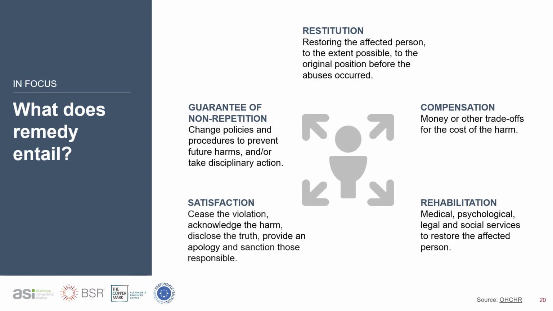Additionally, affected persons should have access to a range of remedies and should have no fear of retaliation for raising a grievance. Elements of effective remedy include restitution, or restoring the affected person to the extent possible to the original position before the abuses occurred. Compensation, which includes providing money or other trade-offs for the cost of the harm. Rehabilitation, which includes providing medical, psychological, legal, and social services to restore the affected person.